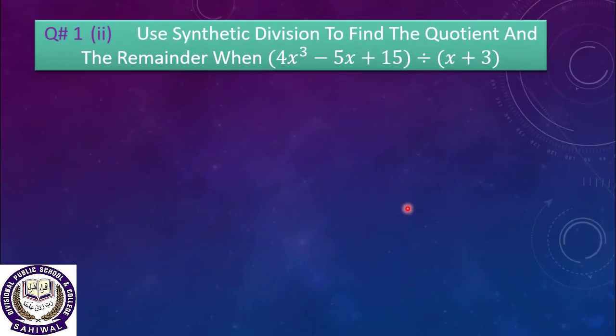Now let's explain some questions related to synthetic division. This is question number 1, part 2. Use synthetic division to find the quotient and the remainder when 4x cubed minus 5x plus 15 is divided by x plus 3.